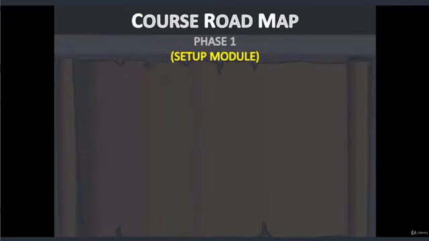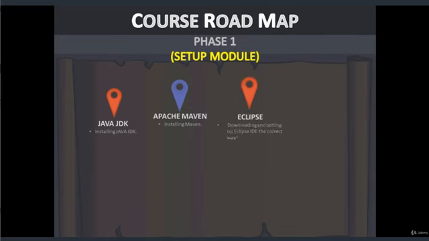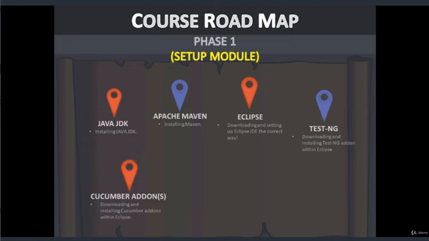Within the setup module, we're going to look at how we can install and set up the Java JDK. We're going to look at how we can install and set up Maven. We're going to download and set up Eclipse the correct way, because there's many configuration changes that need to be added into Eclipse. We're then going to look at TestNG. We're going to download TestNG within Eclipse, and then I'm going to show you how TestNG works if you're not already familiar with TestNG. We're then going to install the relevant Cucumber add-ons within Eclipse.